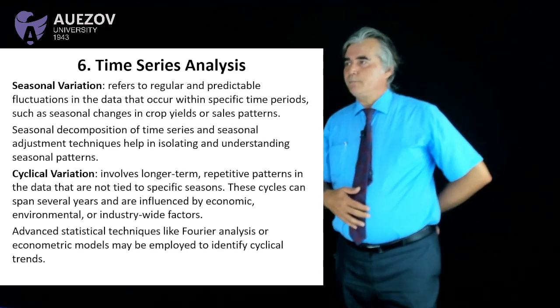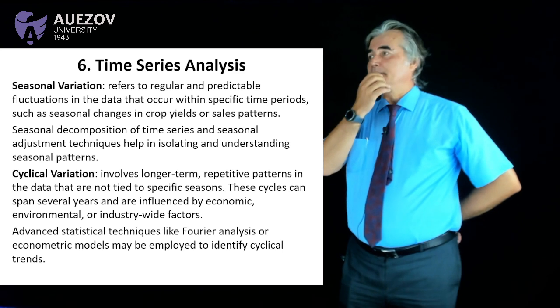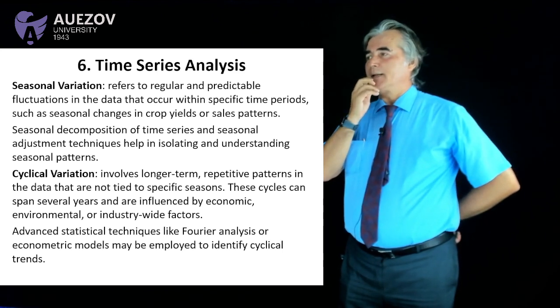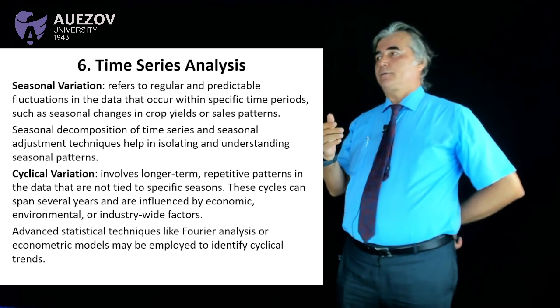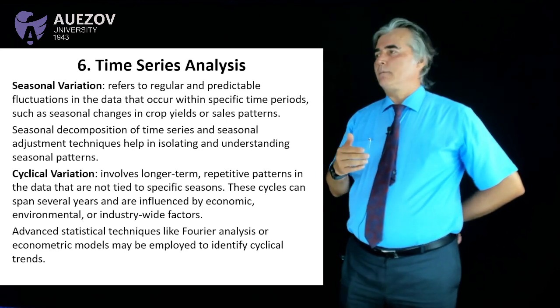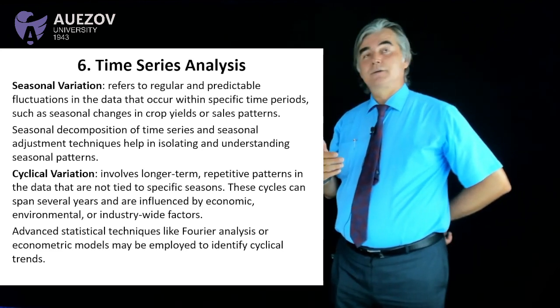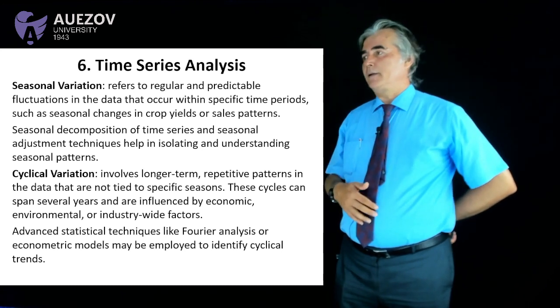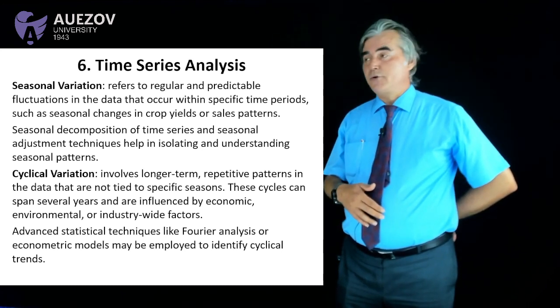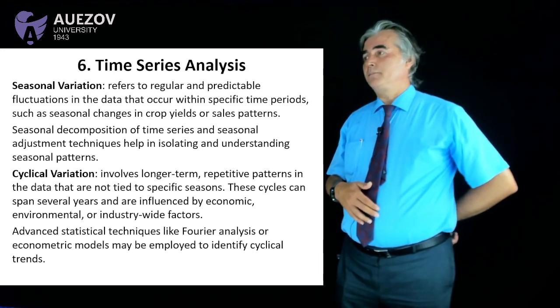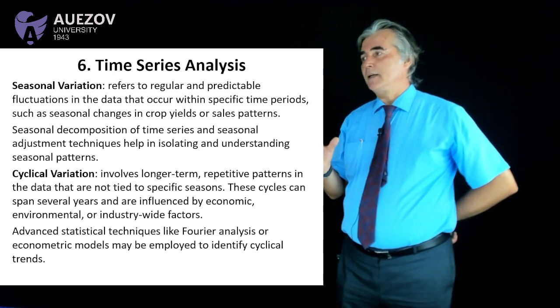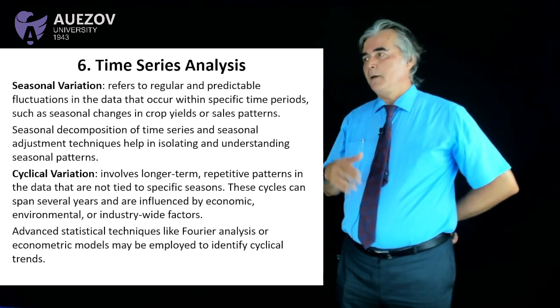Seasonal variation refers to regular and predictable fluctuations in the data that occur within specific time periods, such as a seasonal change in crop yields or sales patterns. Seasonal decomposition of time series and seasonal adjustment techniques help in isolating and understanding seasonal patterns.